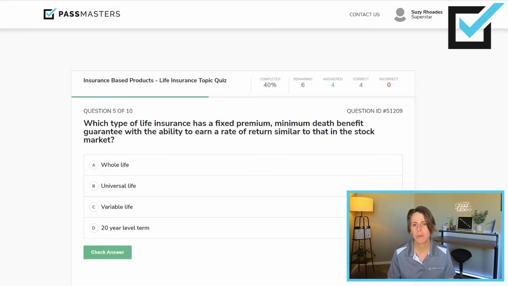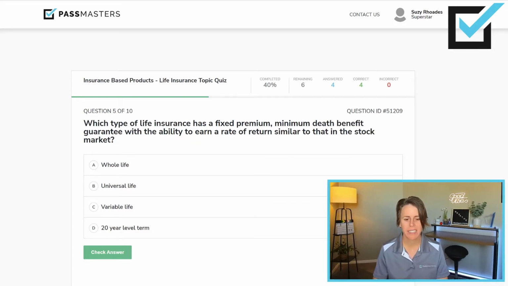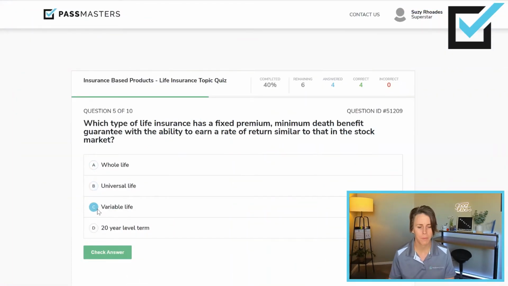Whole life has a minimum guaranteed interest rate. It is variable life that has a promise to pay the face amount when the insured dies. It is, however, possible that more than the face amount is paid when the insured dies, depending upon the performance of the stock market. So the premium is put into the insurer's separate account when you are purchasing variable life. The variable life policy will experience a rate of return similar to that in the stock market.